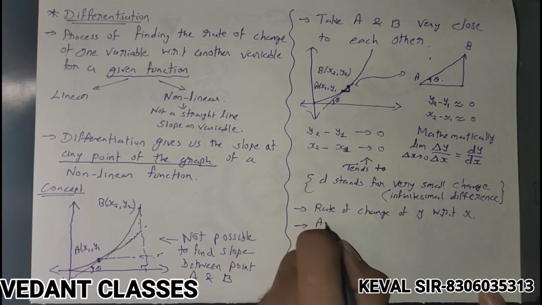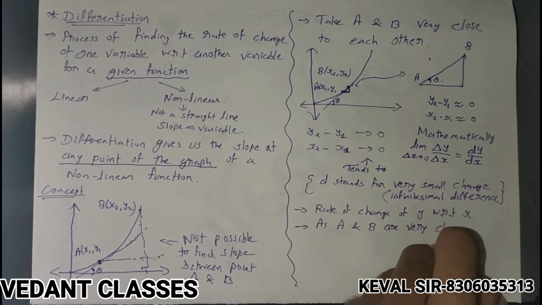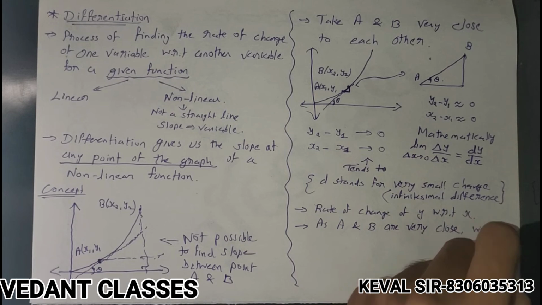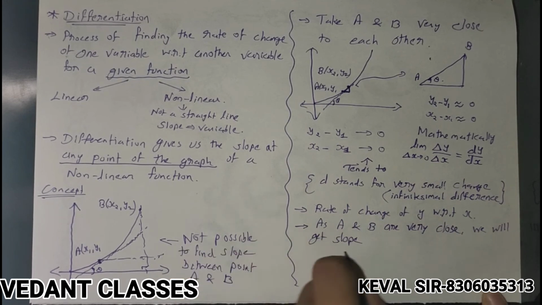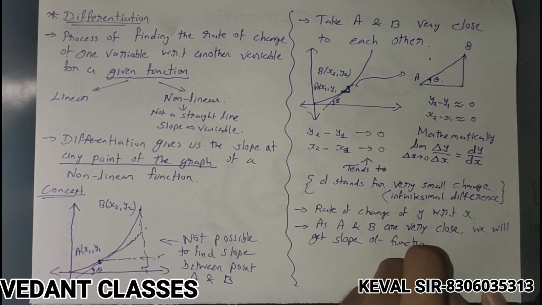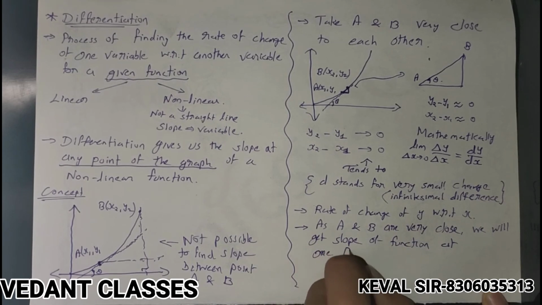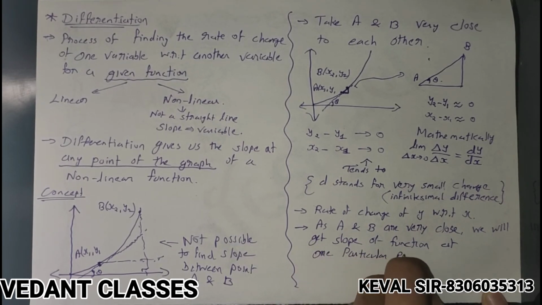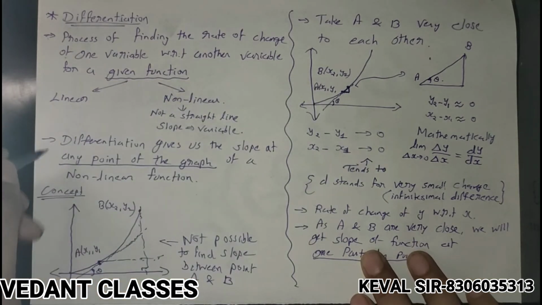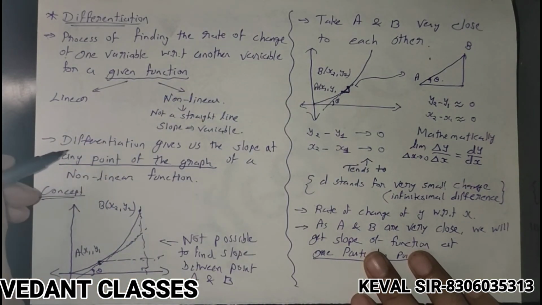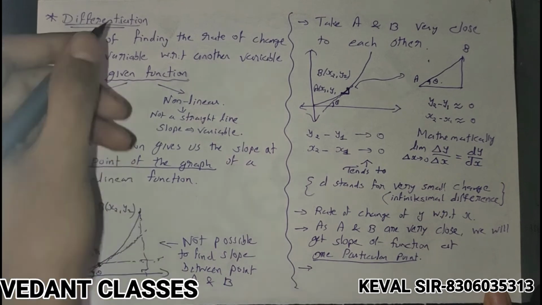Now see, as A and B are very close, we will get the slope of the function at one particular point. As A and B are very close to each other, we can consider it as a given point. So that's what we have written. The differentiation gives us the slope at any point of the graph of a nonlinear function. So this is how we can calculate the value of slope, and that's called differentiation actually.